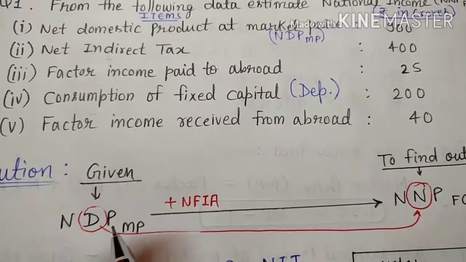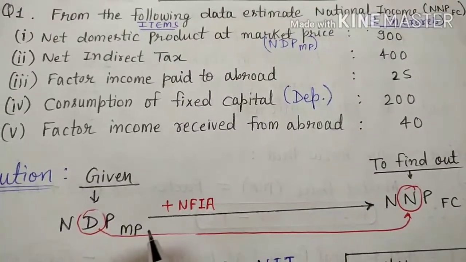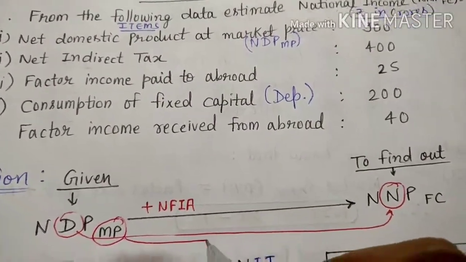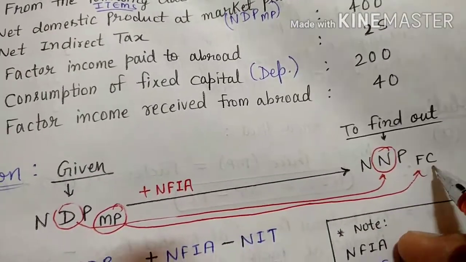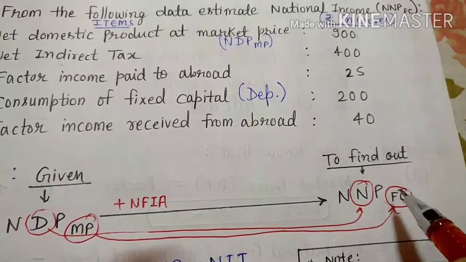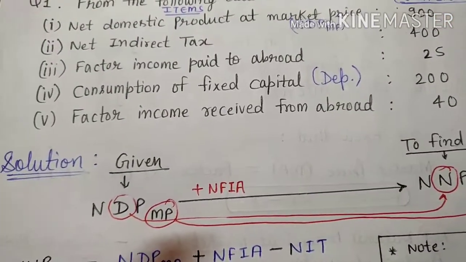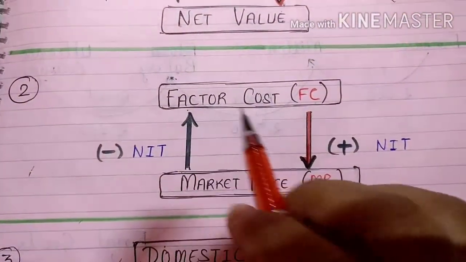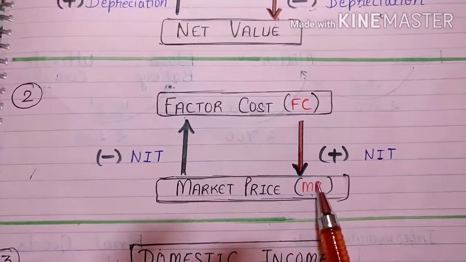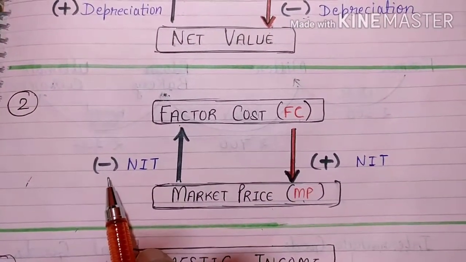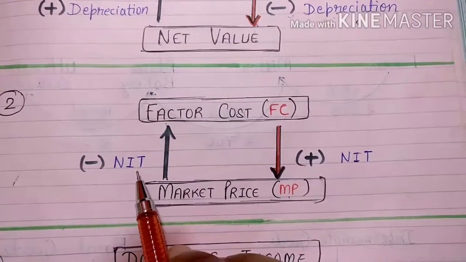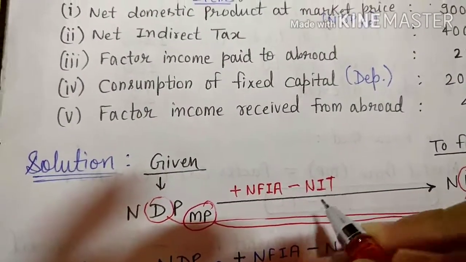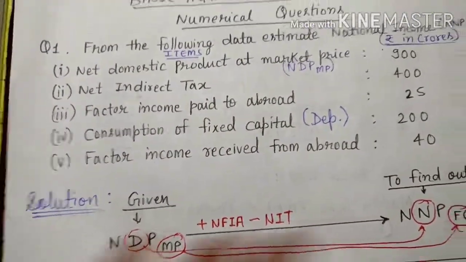Now just check the third term, that is product. Product means income only, same thing. Next is the same only. Now next is what? MP is given here, and we have to convert into FC. In order to convert MP into FC, what do we need to do? We have market price and we have to convert into factor cost, so we have to subtract net indirect tax, which is known as NIT. It means we have to subtract NIT, net indirect tax.